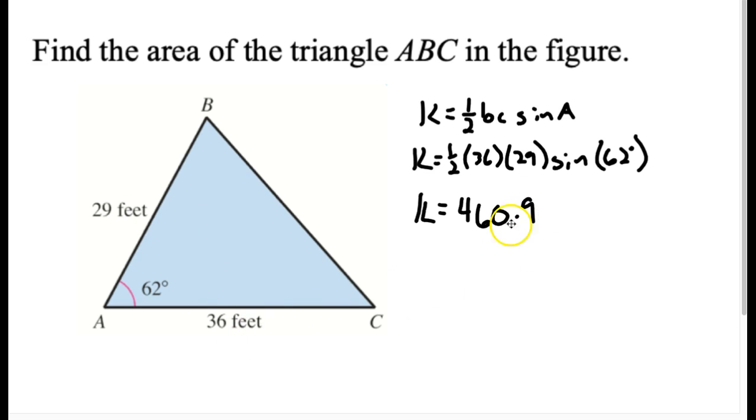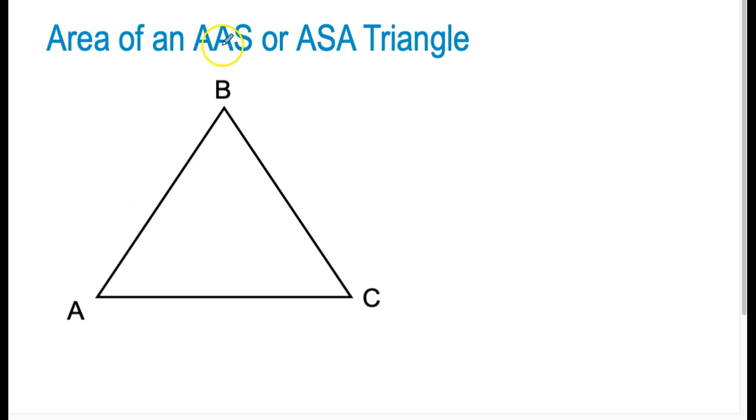And we weren't given units here, but I'll just write units squared. So that's how we would find the area of a triangle if we know two sides and the angle in between. All right, so let's look at the next possibility. If we are given two angles and a side, that could either be two angles and a side not in between, or two angles and a side that is in between.